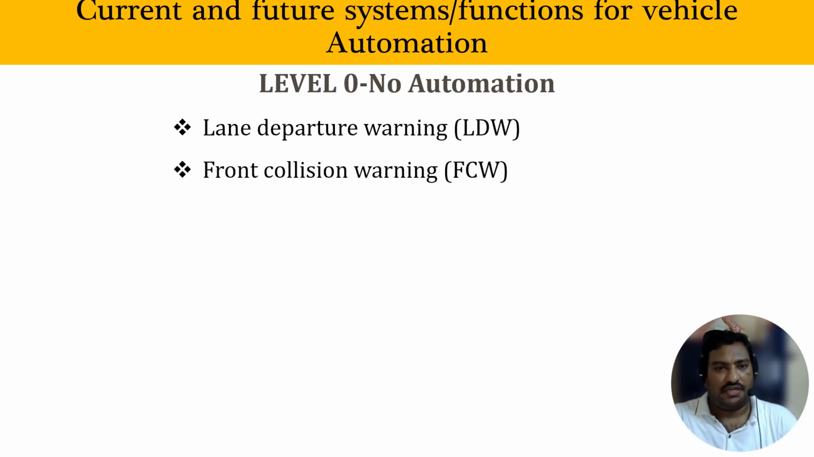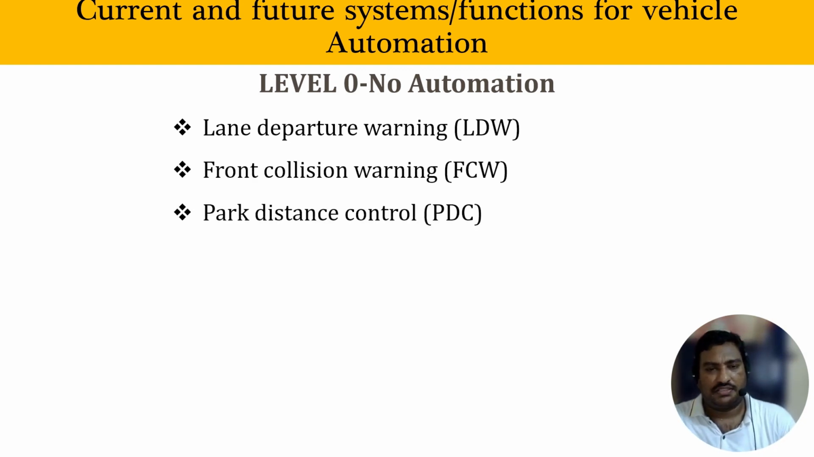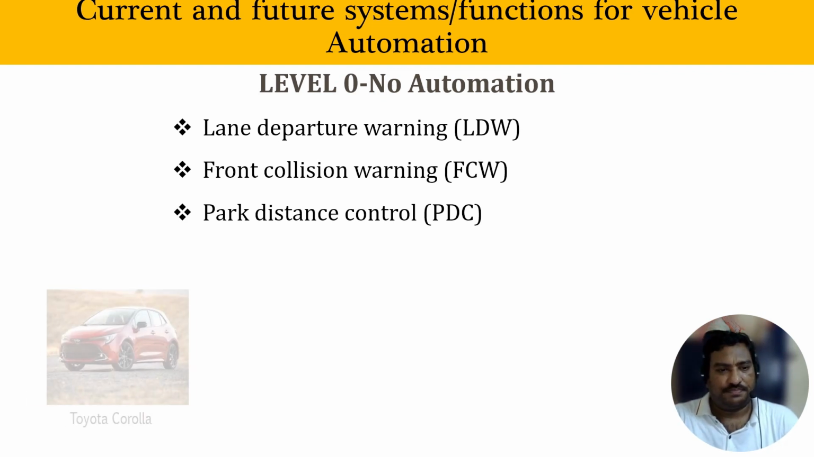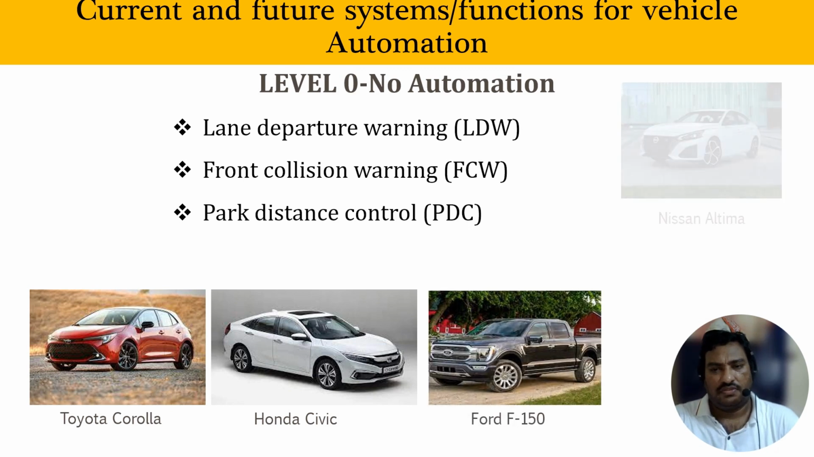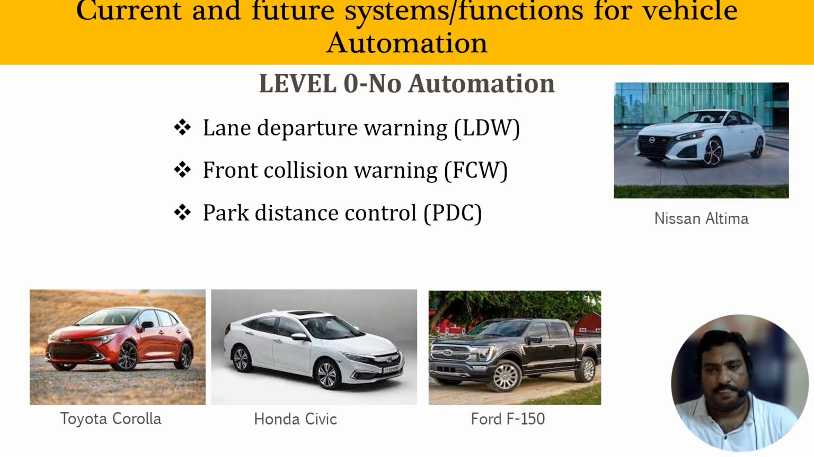So what comes under level 0, that is no automation? Lane departure warning, front collision warning, and parking distance. In level 0, there is no assistance or system control. All of these are only warning systems that just alert the driver. They will not control the vehicle. Examples of no automation: Toyota Corolla, Honda Civic, Ford, as well as Nissan.